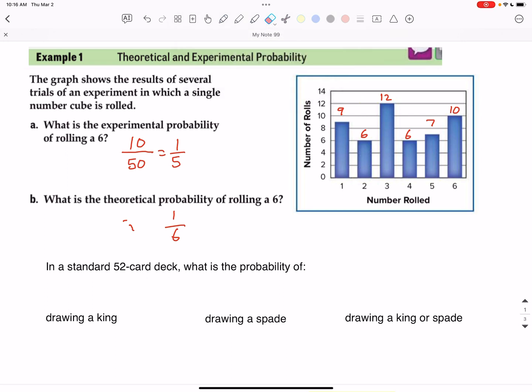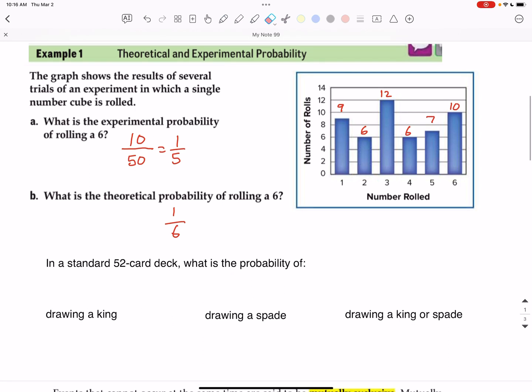We can also do probabilities with decks of cards. So what is the probability in a standard 52 card deck of drawing a king? For drawing a king, there are actually 4 kings in a deck of cards. There's the king of hearts, king of spades, king of diamonds, king of clubs. That's 4 out of the 52 cards. That would simplify to 1/13.